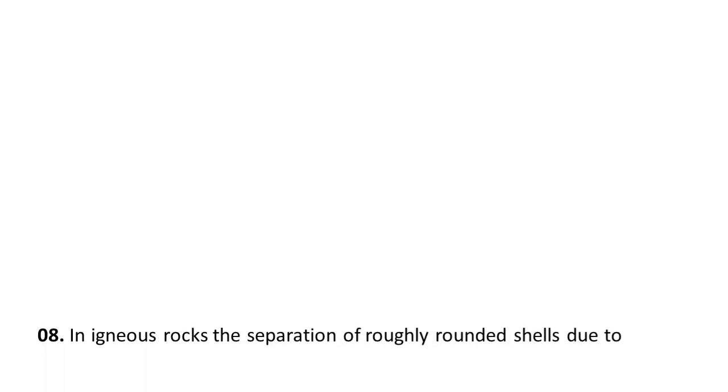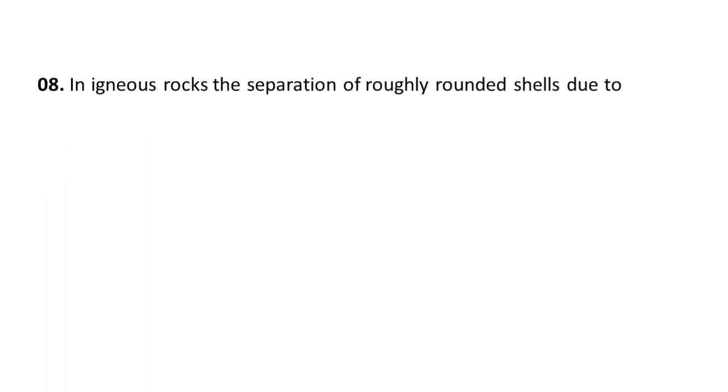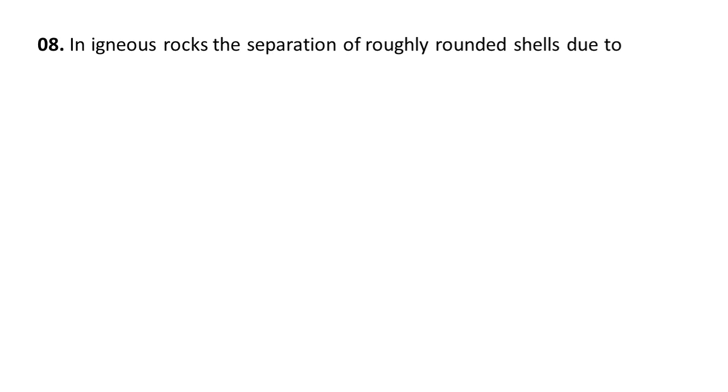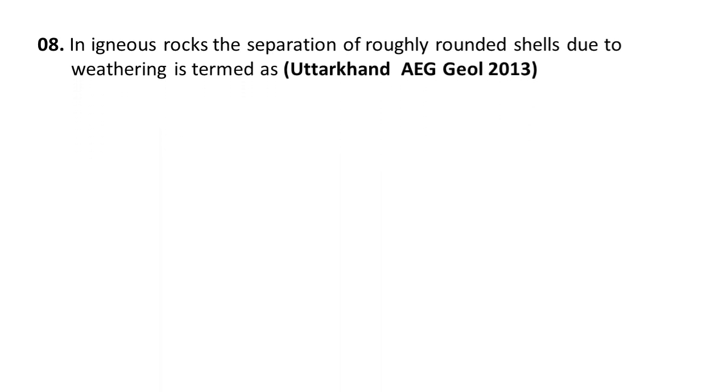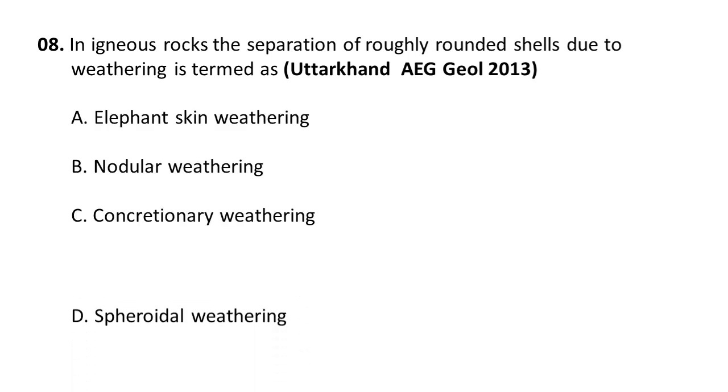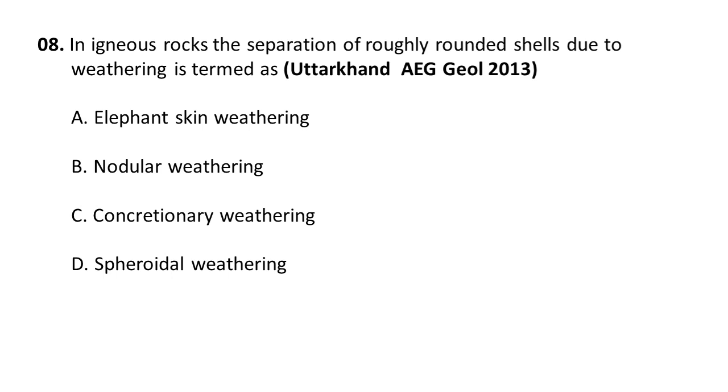Next question. In igneous rocks, the separation of roughly rounded shells due to weathering is termed as, the choices are A. Elephant skin weathering, B. Nodular weathering, C. Concretionary weathering and D. Spheroidal weathering. So the correct option is spheroidal weathering. Spheroidal weathering is a type of chemical weathering that causes concentric layers of decayed rock to break off from a block of rock. So D, spheroidal weathering, is the correct option.